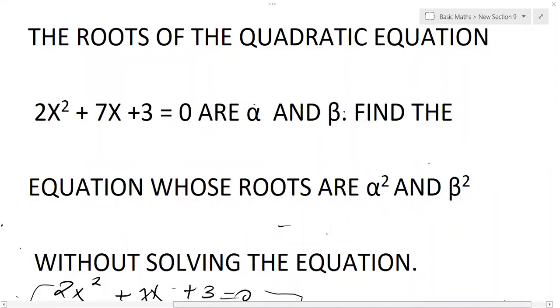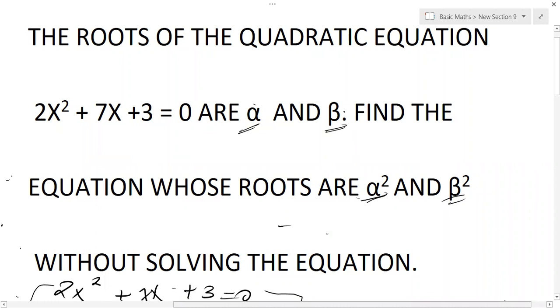Hello guys, so I'd like us to look at the solution of this question. Now the roots of the quadratic equation 2x squared plus 7x plus 3 is equal to 0 are alpha and beta. Find the equation whose roots are alpha squared and beta squared without solving the equation.